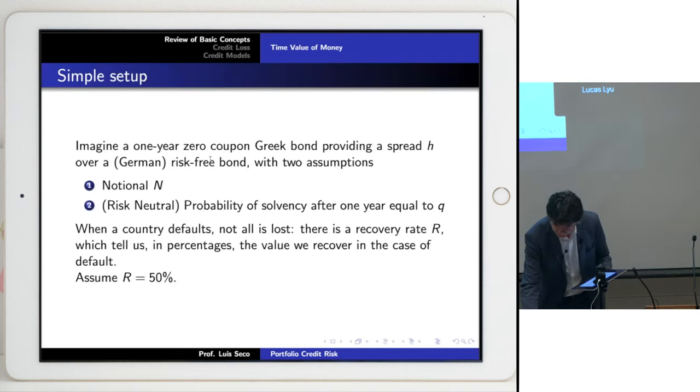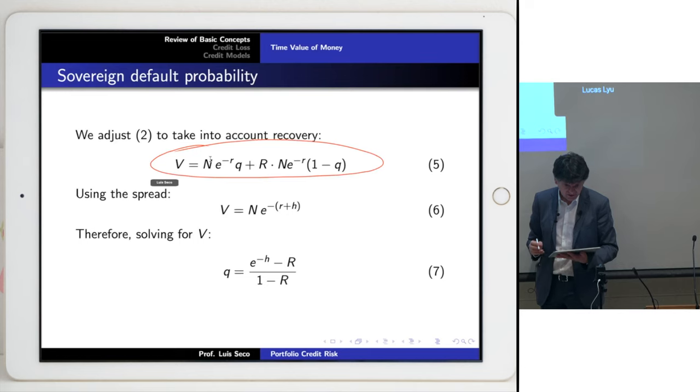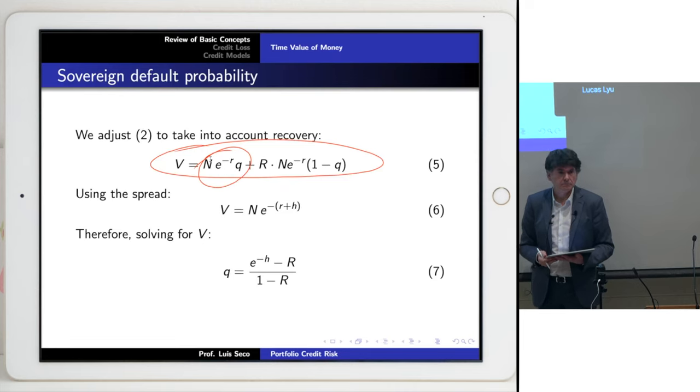Well, what you have to do is change the valuation equation. The company either does not default with probability Q, or it defaults with probability 1 minus Q, but then you get the recovery rate of what you're owed, right? That's the valuation equation. I changed it so I can take into account the recovery rate.